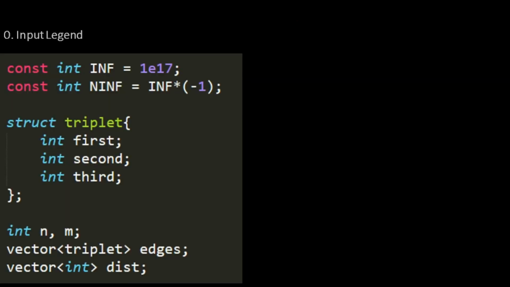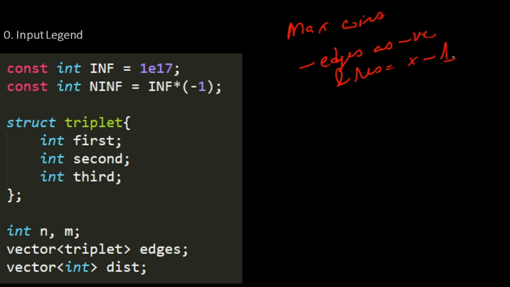Now let us look at our solution. In our solution, we were supposed to find max coins. So we labeled all edges as negative and result is equal to minus 1 times result.